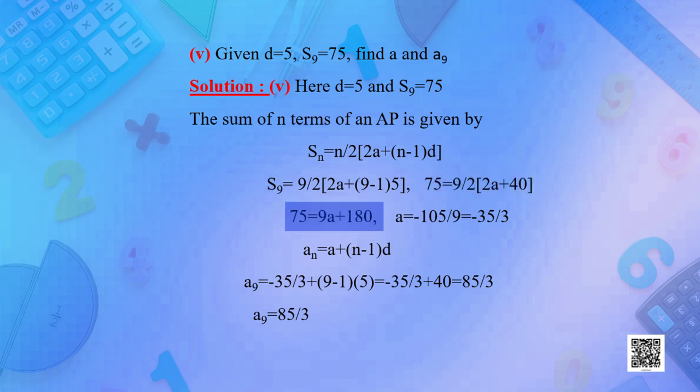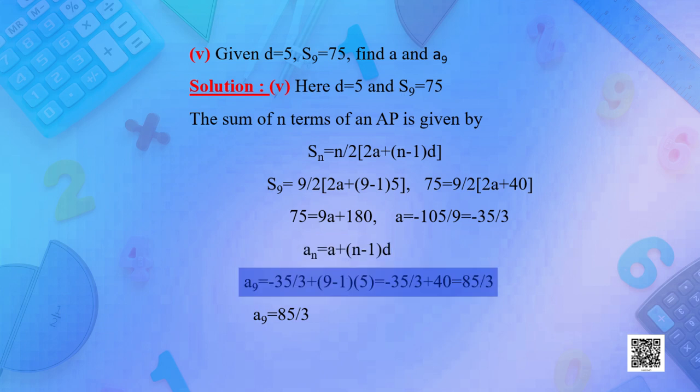Let us simplify this. 75 is equal to 9A plus 180. We get A is equal to minus 105 by 9, which can be simplified as minus 35 upon 3. Now, using the nth term formula, AN is equal to A plus N minus 1 into D. We have here A9 is equal to minus 35 upon 3 plus 9 minus 1 into 5, as minus 35 upon 3 plus 40. That is equal to 85 upon 3. In this way, we have calculated the value of A9 and we have also calculated the value of A. I hope it is clear. Let us do the next part now.